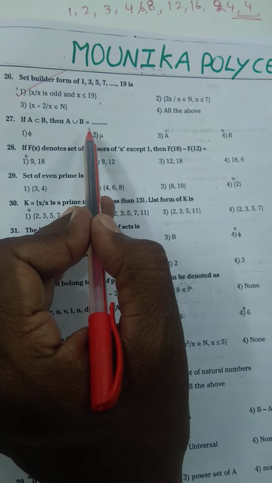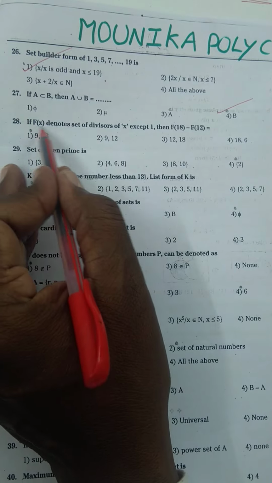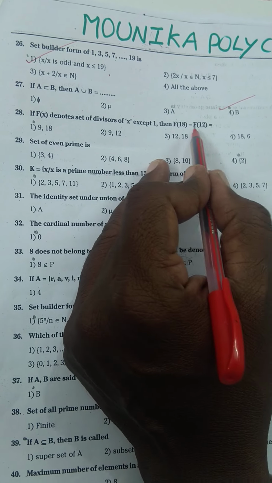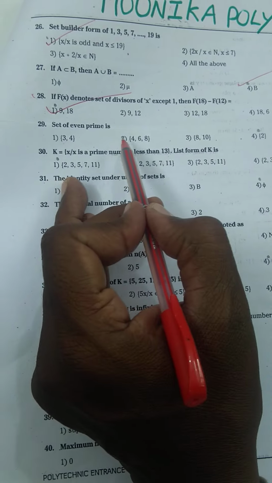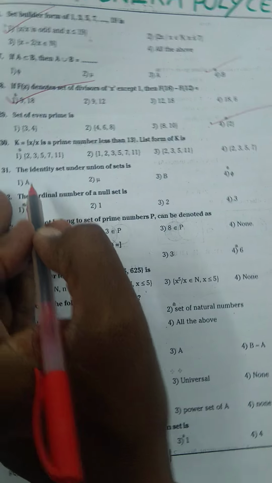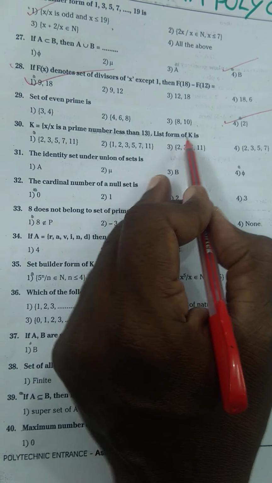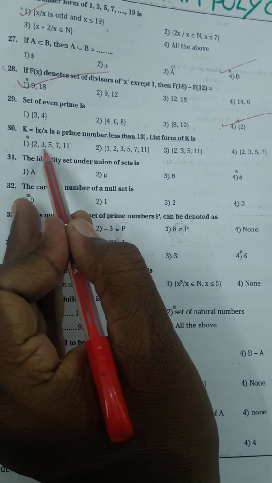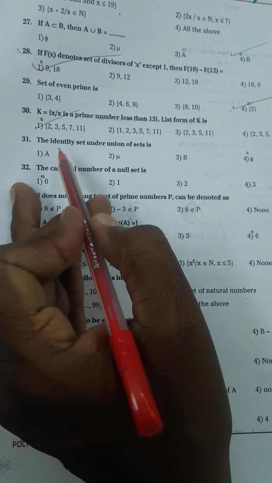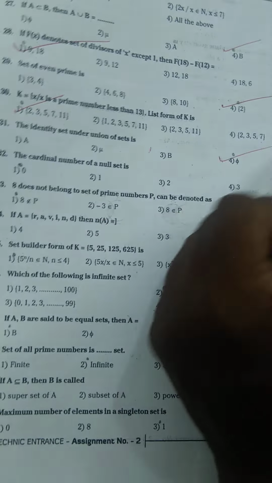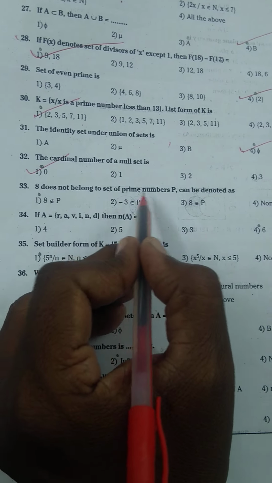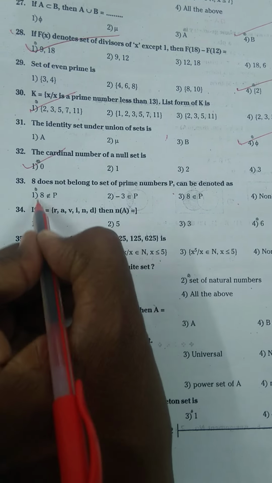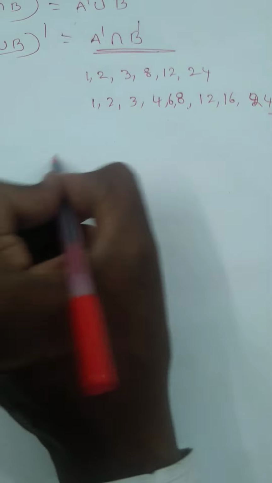If A is a subset of B, then A union B is equal to B. If f of x denotes the divisors of x except 1, then f of 18 minus f of 12 equals 9 comma 18, first option is the right option. Even prime numbers, the only even prime is 2, fourth option is the right option. X is the prime numbers less than 30, list of prime numbers less than 30: 2, 3, 5, 7, 11, first option is the right option. The identity set under union is the empty set. The cardinal number of the null set is 0. 8 does not belong to prime numbers P, can be denoted with the does not belong symbol. Already I explained, this is belongs to, this is does not belong to.